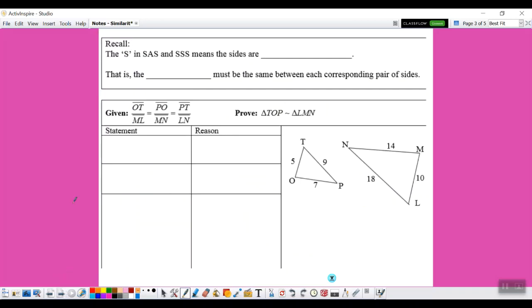So let's look at some proofs. Oh, recall that the S in side-angle-side and side-side-side means the sides are proportional, which means the ratio must be the same between the corresponding pairs of sides. So just like with our congruent triangles proofs, we're always going to start with the given statement. So OT over ML equals PO over MN equals PT over LN. And we know this to be true because it's the given statement. Since these are all equal to each other, that means they're proportional. So therefore, we know that it's side-side-side similarity because we have 3 sets of sides being proportional. So we can say triangle TOP is similar to triangle LMN.